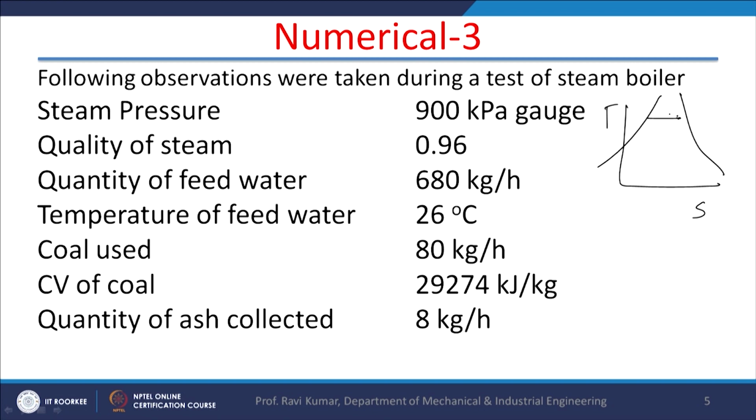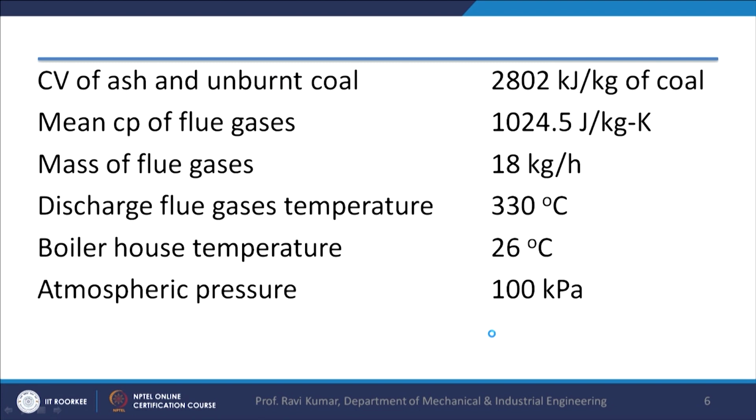Quantity of feed water is 680 kg per hour. Temperature of feed water is 26 degrees centigrade, this is normal water which is fed to the boiler. Coal is 80 kg per hour, this is the amount of coal which is being used. And calorific value of the coal is 29274 kilojoules per kg. Quantity of ash collected is 8 kg per hour. Then the calorific value of ash and unburnt coal is also given here. Mean specific heat of flue gases is given as 1024.5 kilojoules per kg Kelvin.